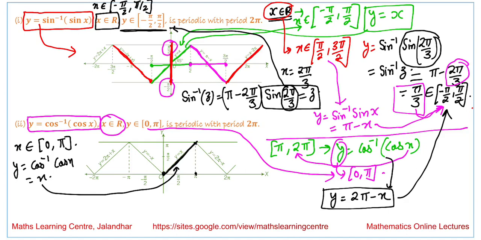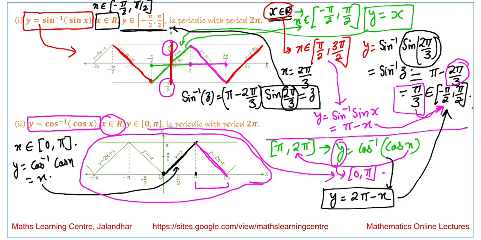So this is the graph in the portion pi to 2 pi. So this is the overall graph. If you plot the other intervals, this is the overall graph for the function y is equal to cos inverse of cos of x when x belongs to R and y belongs to 0 to pi. y belongs to 0 to pi means the values of y should lie between 0 and pi.